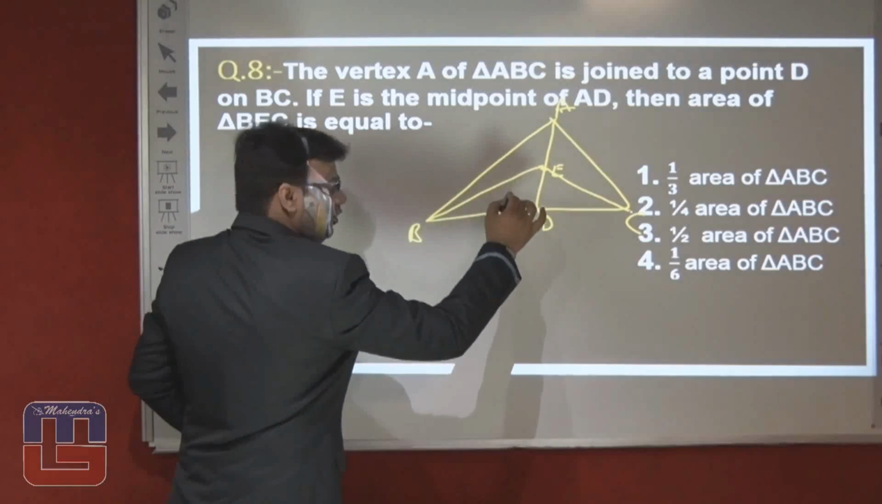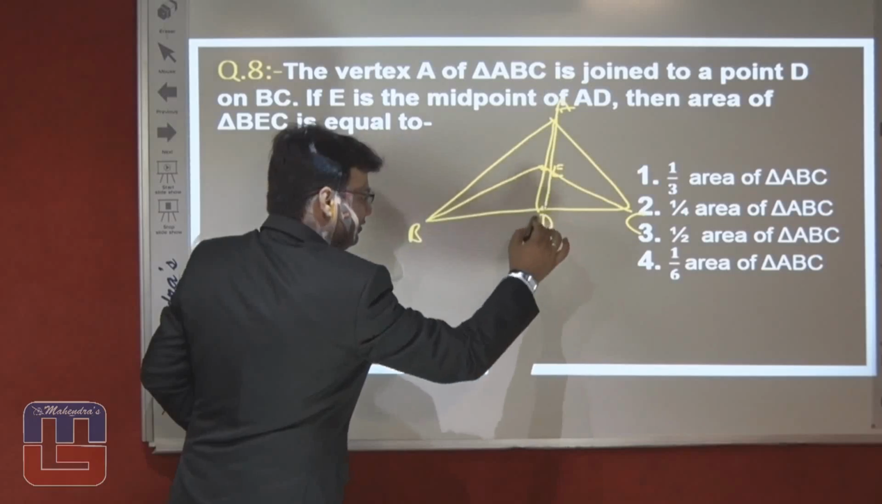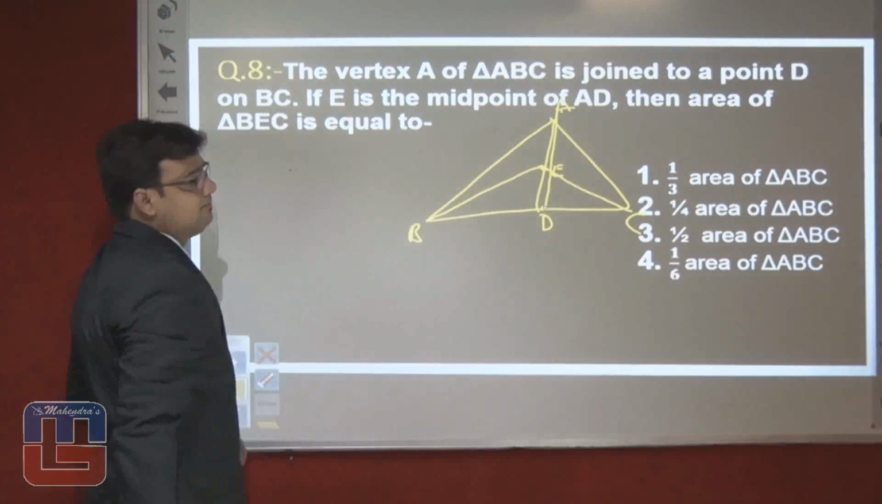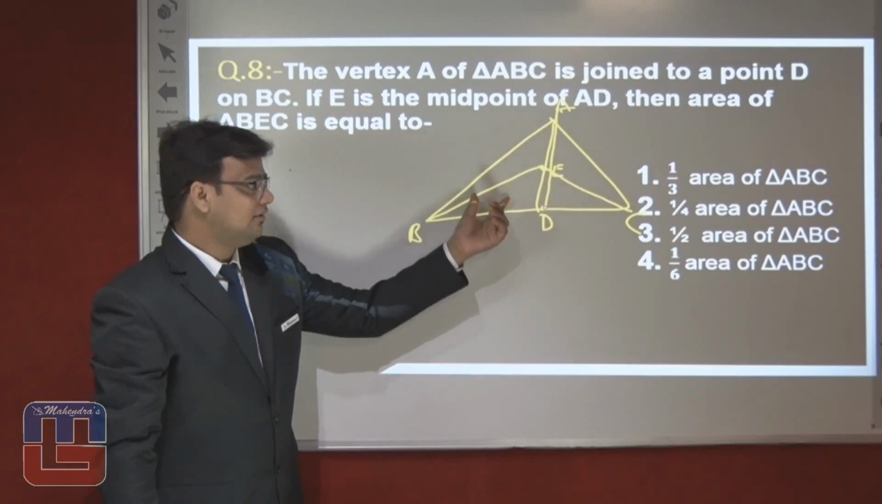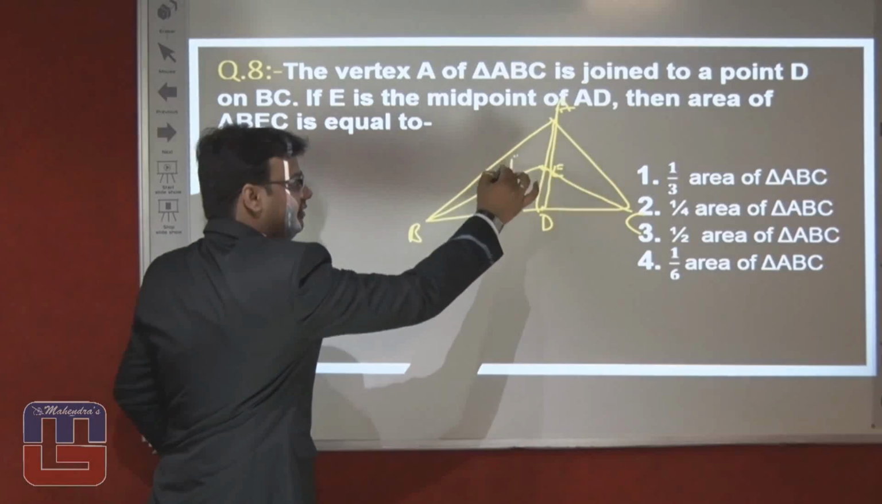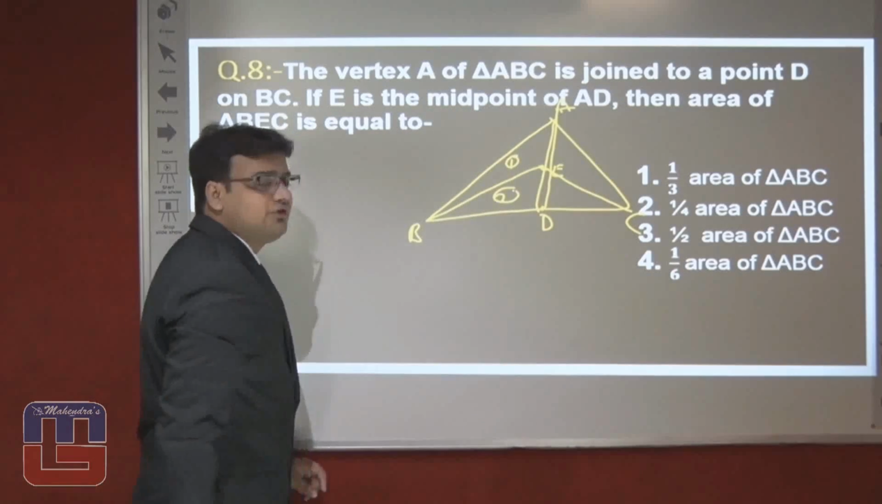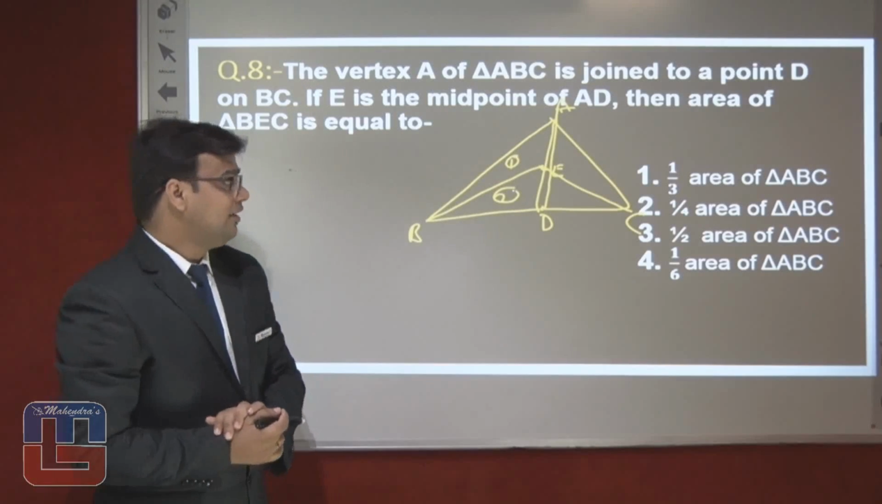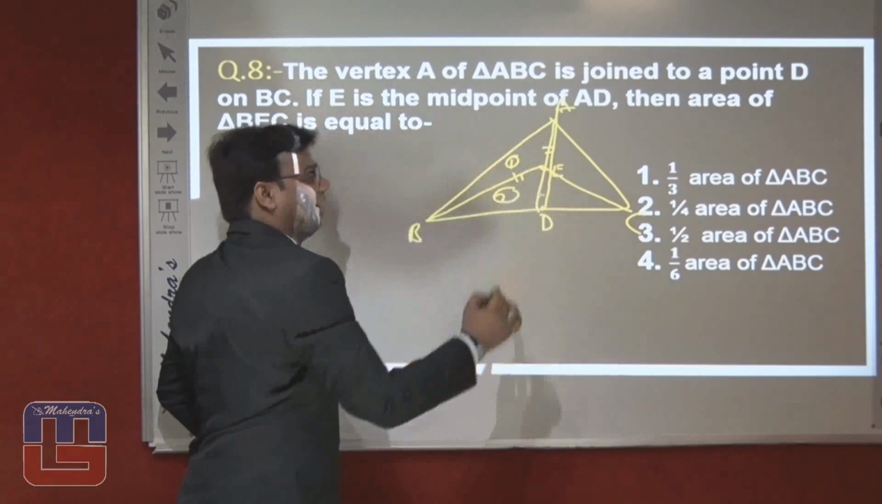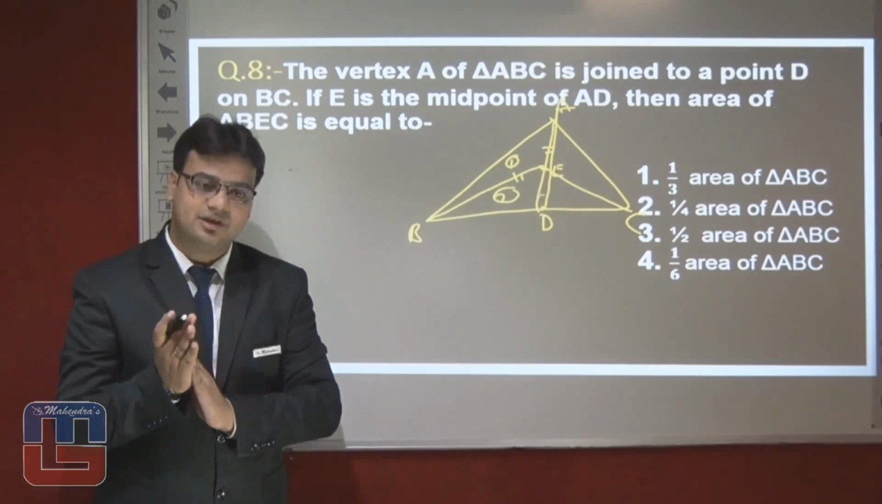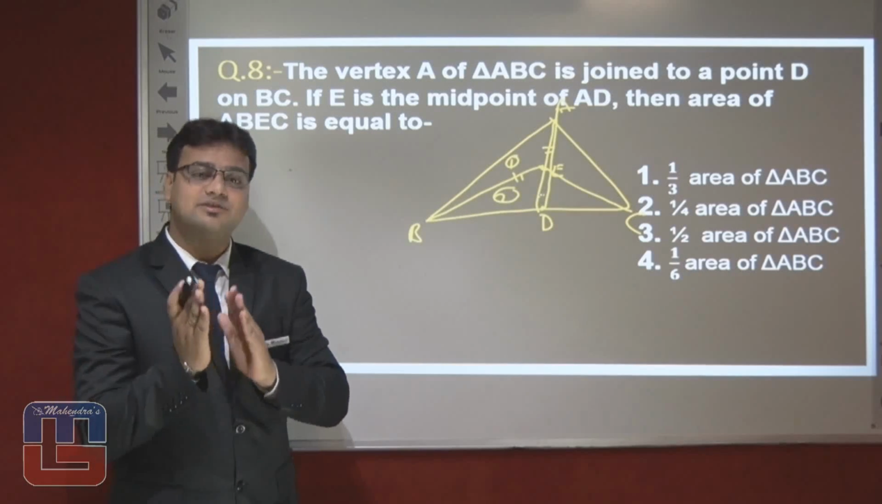If we draw it, we see triangle ABD. Here are two triangles. The first triangle is this and the second is this. Both triangles are similar. How? Because here the line is common and E is a midpoint, so both triangles are similar, so their areas will also be the same.